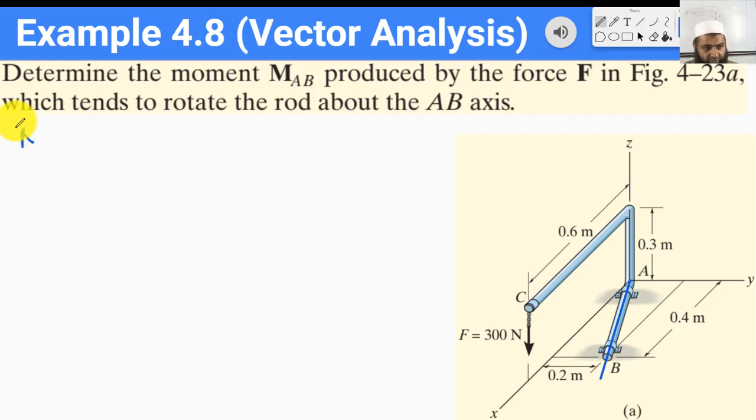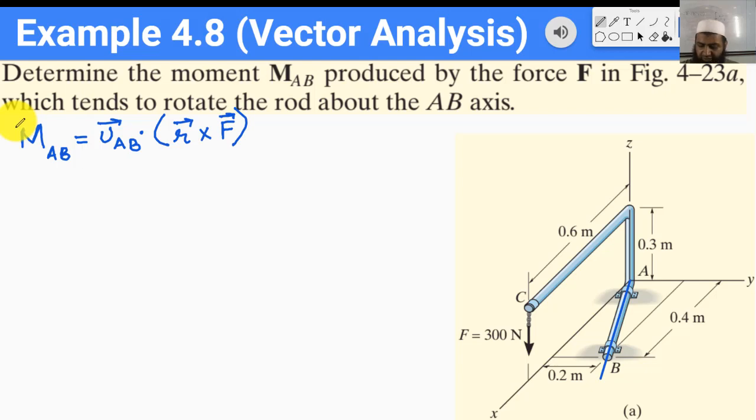so the moment of this force about an axis, and we are only concerned about the magnitude of the moment, and this magnitude is going to be equal to the unit vector from A to B, dotted with the position vector cross F.